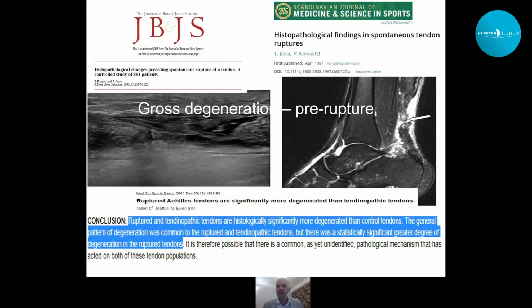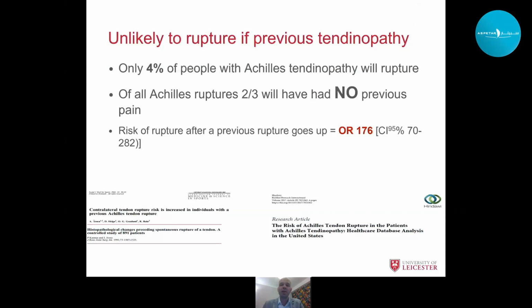We know that tendons that rupture are grossly more degenerative. There are lots of old papers done on large numbers, approaching 900 tendons, showing this clearly. And we know that if you've had a previous rupture, you have an odds ratio, an increased risk, of 176 times for rupturing your other tendon. And this is based on very large population studies from America. Equally, what we know is that if you've got tendinopathy, you're unlikely to go on to rupture, okay?